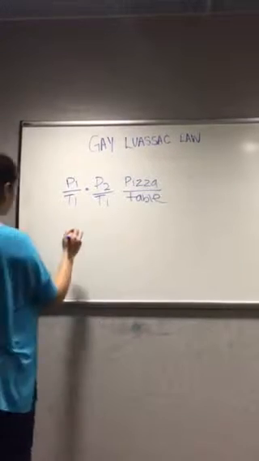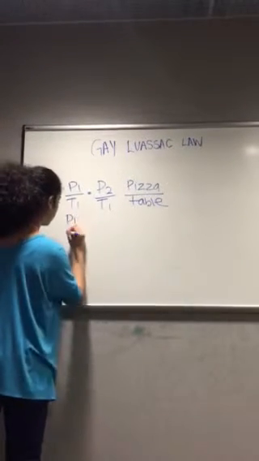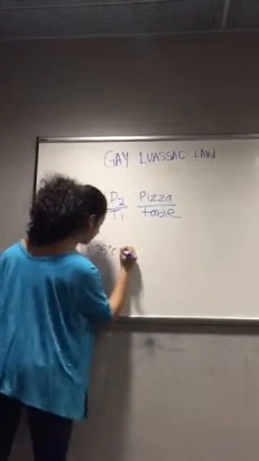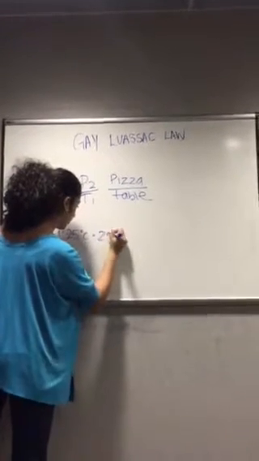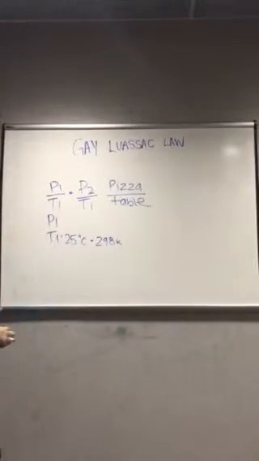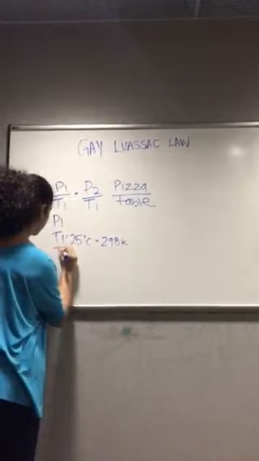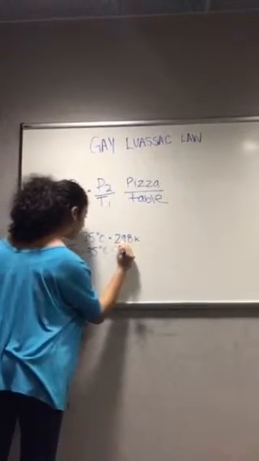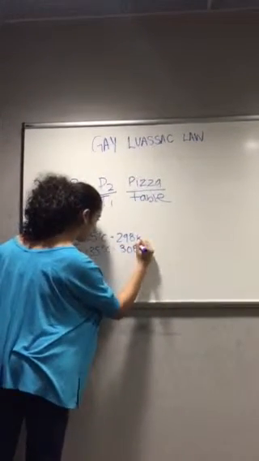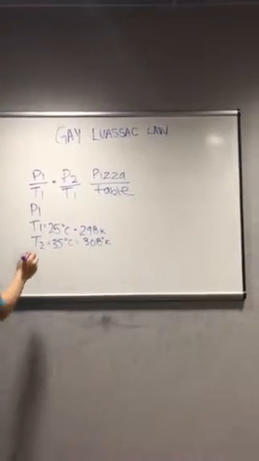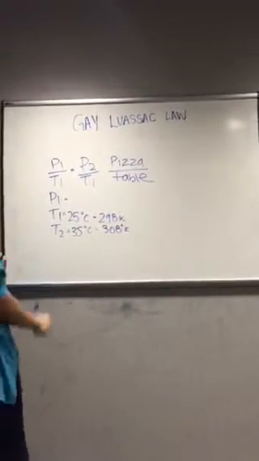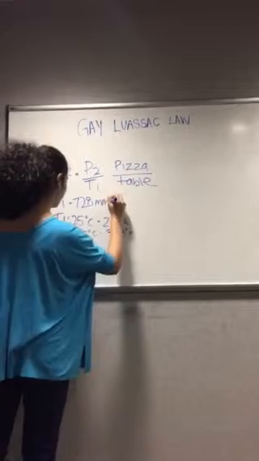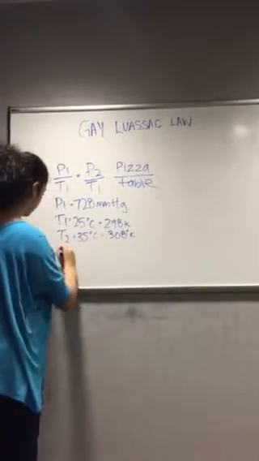So first we're just going to label all the stuff you have. We write T1 equals 25 degrees Celsius, and you're going to change that to Kelvin, which equals 298 Kelvin. And temperature 2 is 35 degrees Celsius, which you change to Kelvin, which equals 308 Kelvin. And for pressure 1, it's going to be 728 mmHg. And pressure 2 is unknown, so we're going to write P2 equals X, because that's our unknown variable.